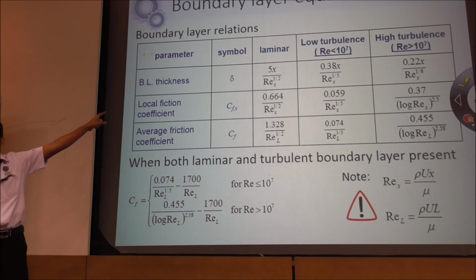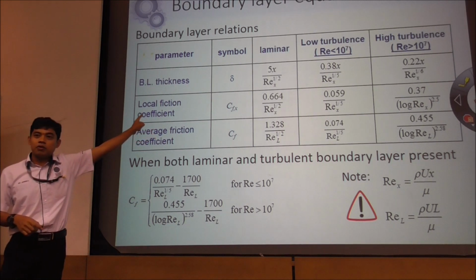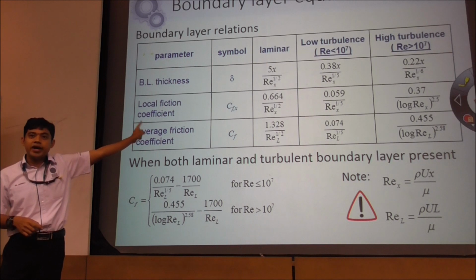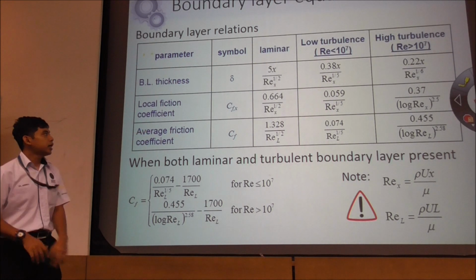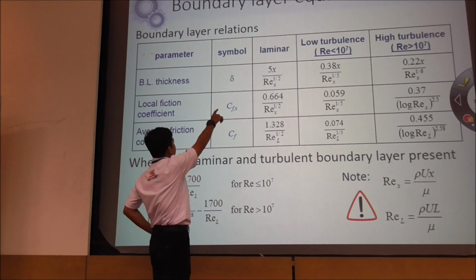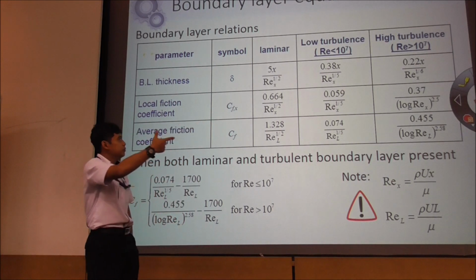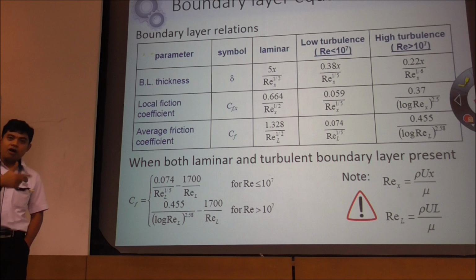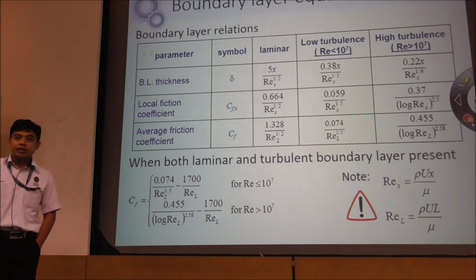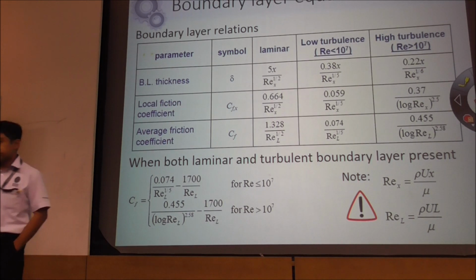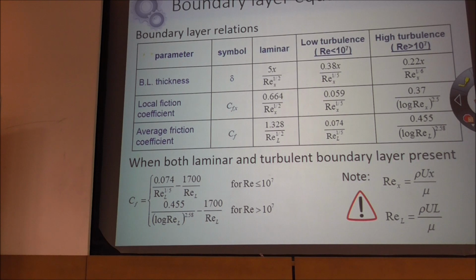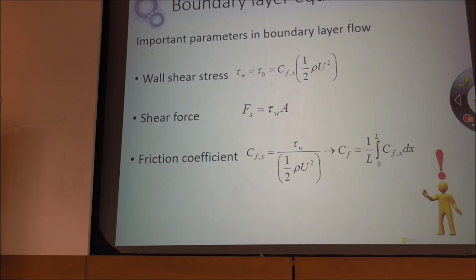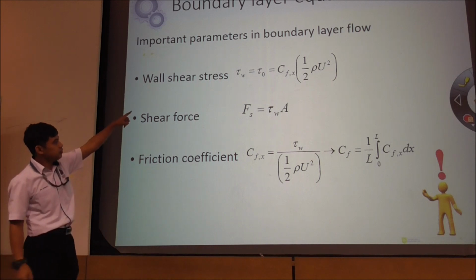Oh, I forgot to change that one, not 5. The correct answer is 4.91. Okay, so for laminar, you get your delta is 4.91. And you remember the second derivation of those is nothing but your shear stress. So how do you get your shear stress for this kind of thing? You take the second derivative of that. So the wall shear stress is given by that.